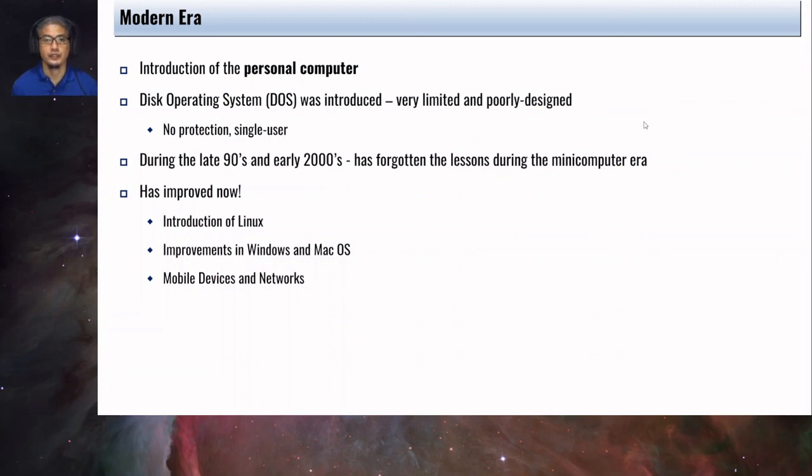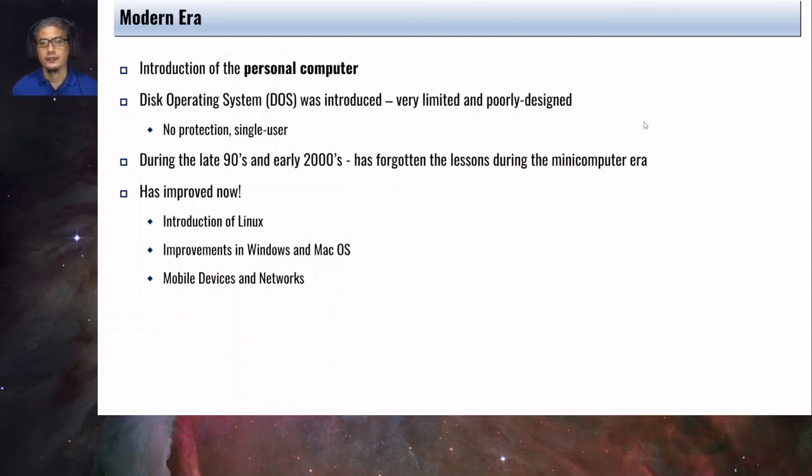And of course, after DOS, Microsoft introduced Windows in several iterations, and it has improved greatly in terms of the various design goals that I discussed earlier. So in terms of security, in terms of performance, in terms of abstractions, etc. It has greatly improved, and currently I think Windows is introducing Windows 11. And of course the Mac, okay?